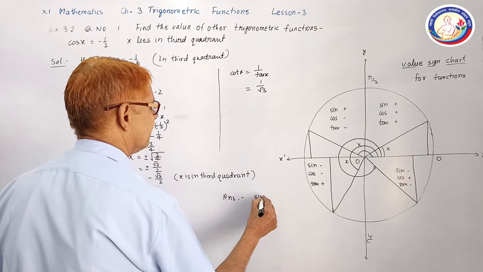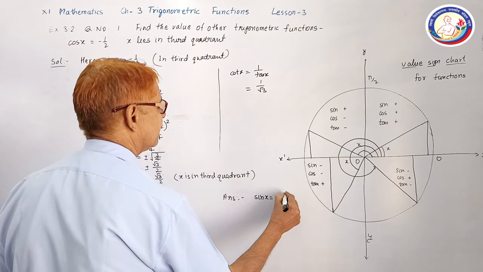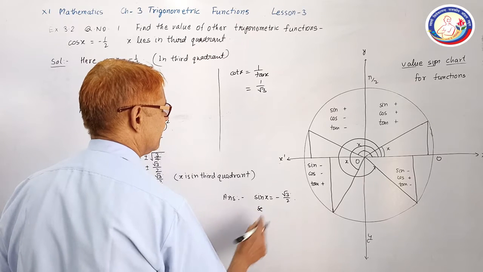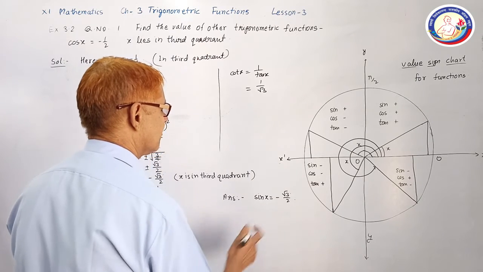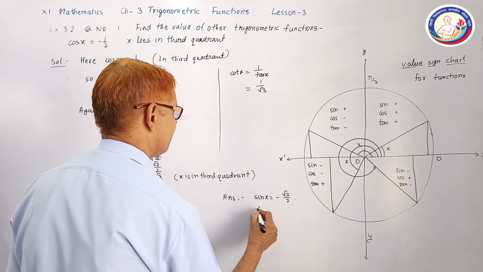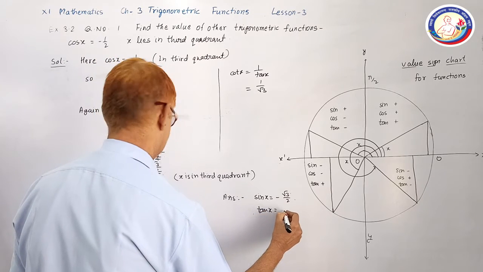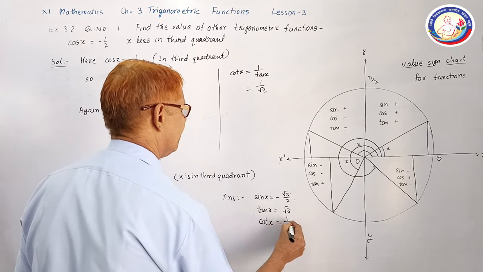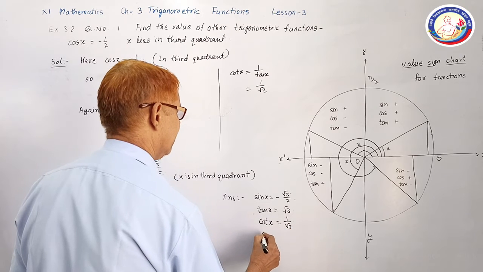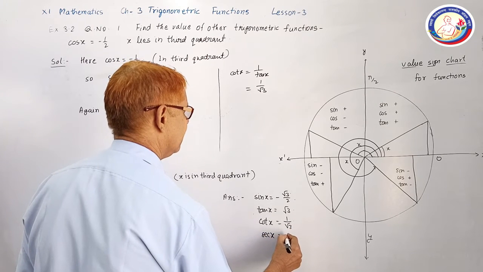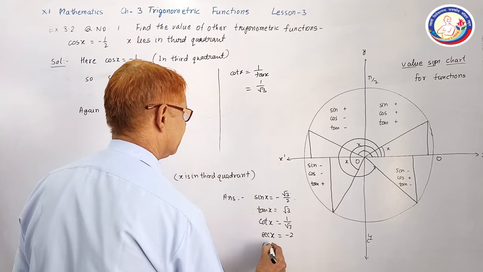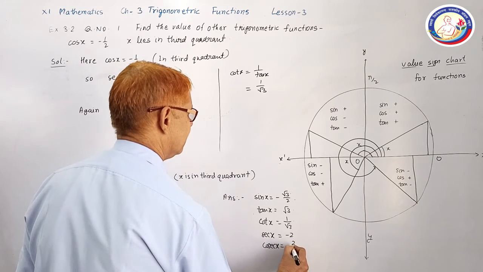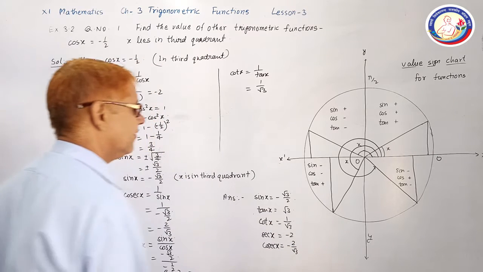first of all, sin x equal to minus square root of 3 by 2. Then tan x, it is square root of 3. Then cot x, it is 1 upon square root of 3. Then sec x, it is minus 2. And cosec x, it is minus 2 by square root of 3. So this is our answer.